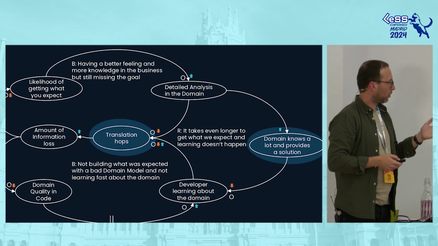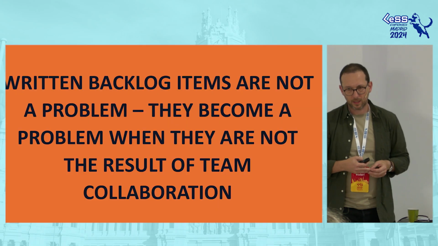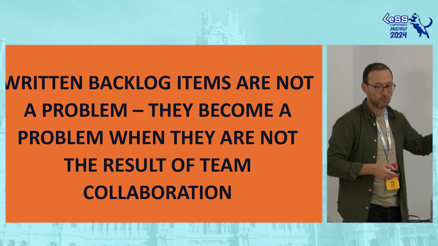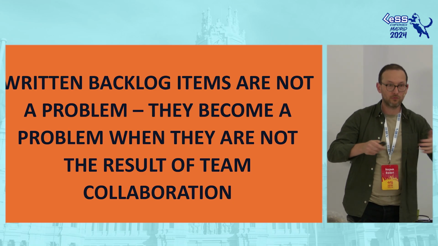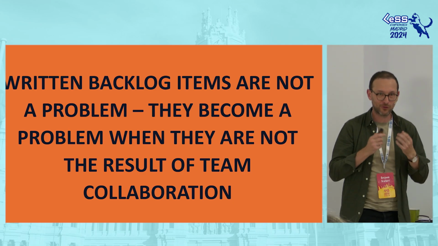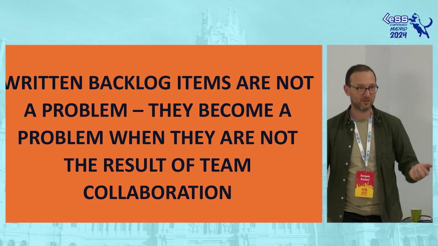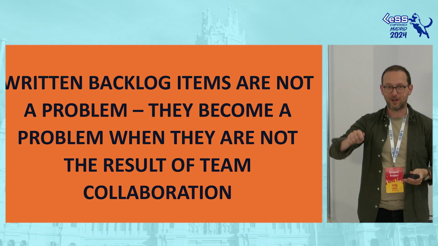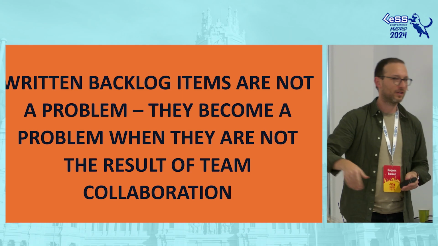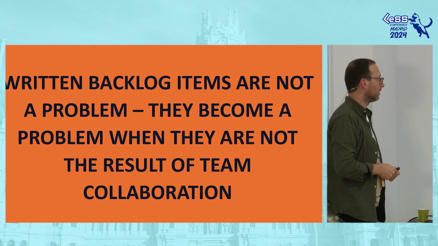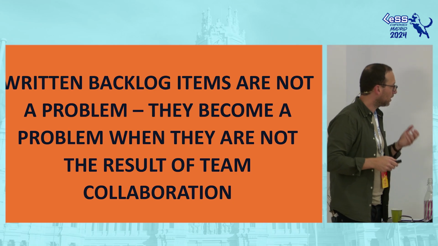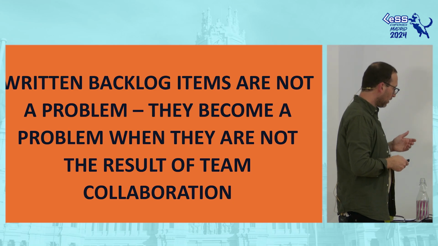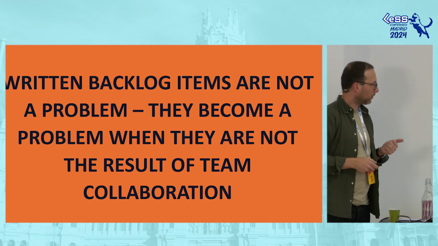I said it a couple of times now, so written backlog items are not a problem. They become a problem when they are not the result of team collaboration. So when we write them together and we have the real, true, same understanding, it's not a problem to have them written down, right? It's a problem when somebody somewhere writes down a requirement, puts it into backlog, and says, yeah, you have just to do it. That's simple, right? So what can we do about team collaboration?